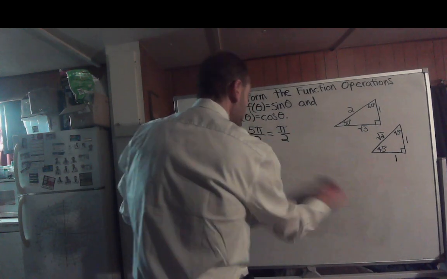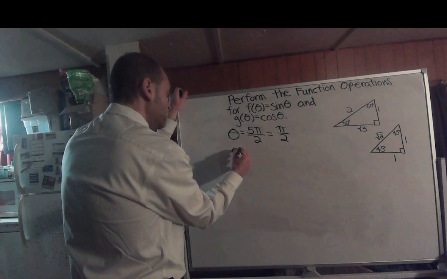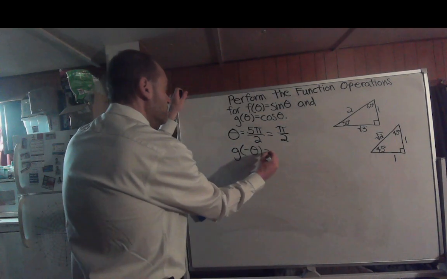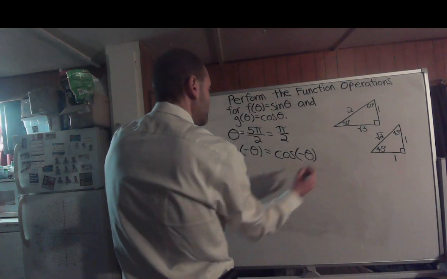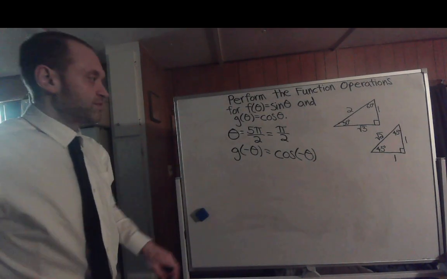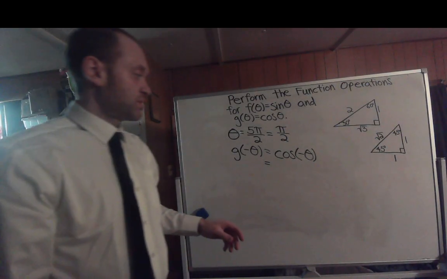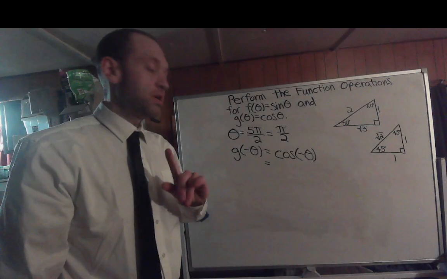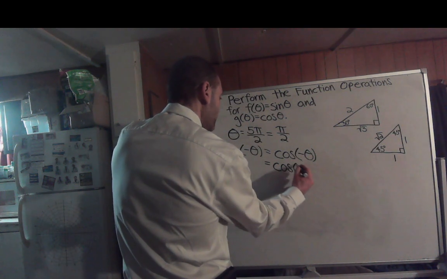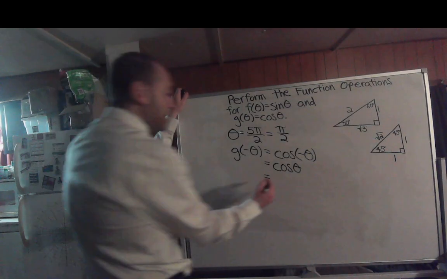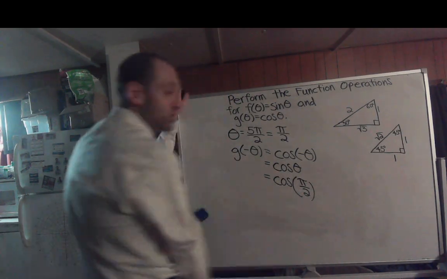And one more. We're going to take g of negative theta. Well, g is cosine, so this would be the same as the cosine of negative theta. Actually, we'll do one more after this because I want to illustrate something. Okay, so what is the cosine of negative theta? Well, cosine's an even function, so that means this is going to just turn into the cosine of theta. Now it's just a matter of evaluating the cosine of pi over 2, which is going to give you 0.